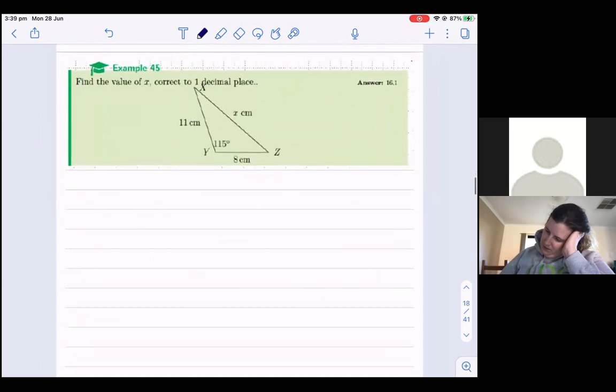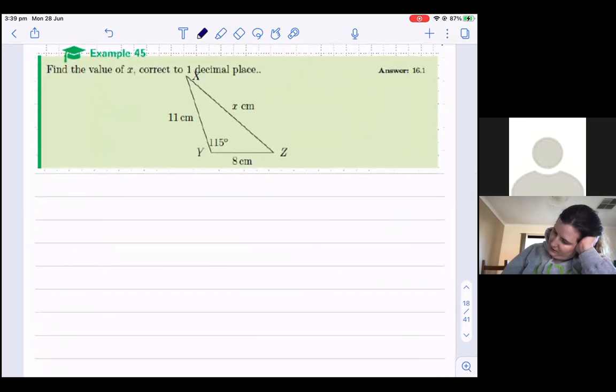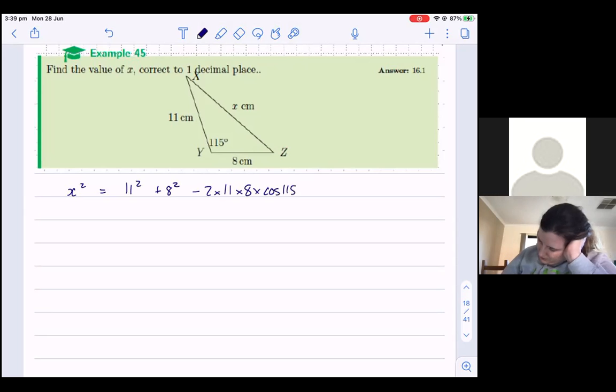Beautiful. This one, find the value of x. Oh, that's a straightforward application of the cosine rule. So x squared is 11 squared plus 8 squared, take 2 times 11 times 8 times cos 115 degrees, with the calculator in degrees. We square root the answer and get 16.1 centimeters, I guess.